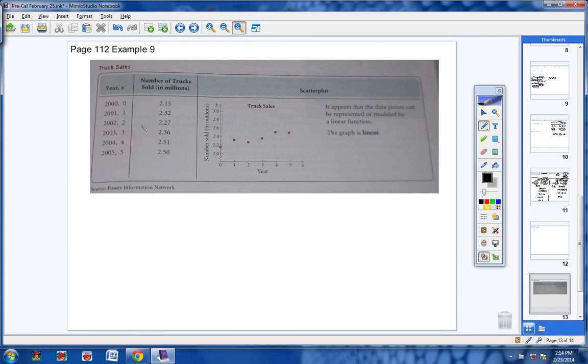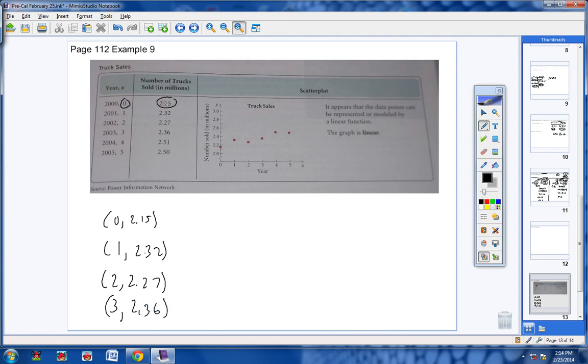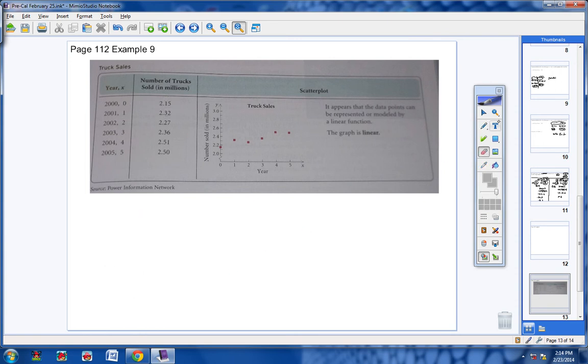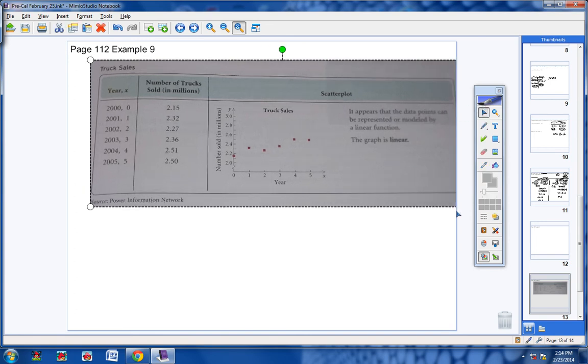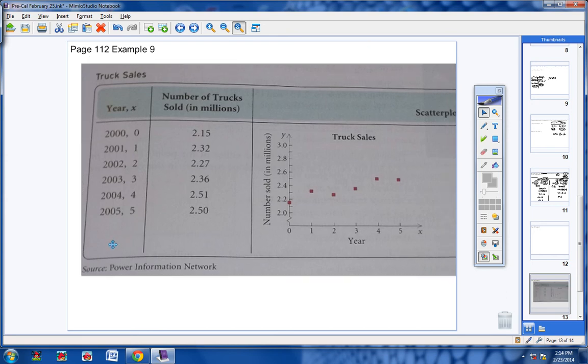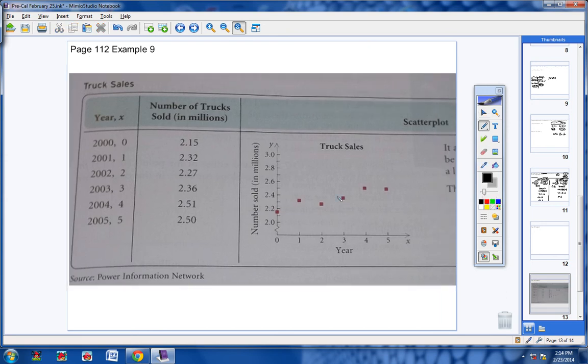You have ordered pairs. Your ordered pairs would be 0, 2.15, 1, 2.32, 2, 2.27, 3, 2.36. Do you see where I'm getting these ordered pairs? 0, 2.15, 1, 2.32. And what they did is they plotted those points right over here for you. I'm going to make this a little bigger. I'm not so sure it's easy for you guys to see. And so they plotted those points for you right here.